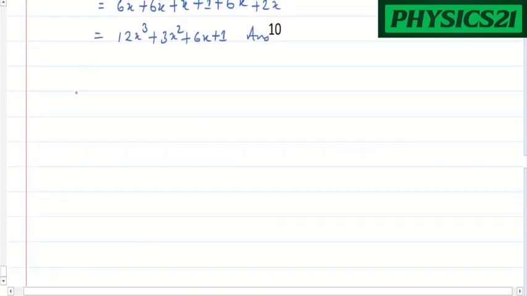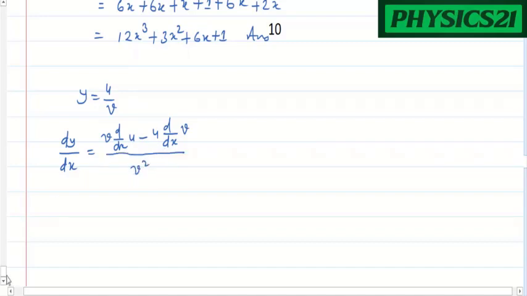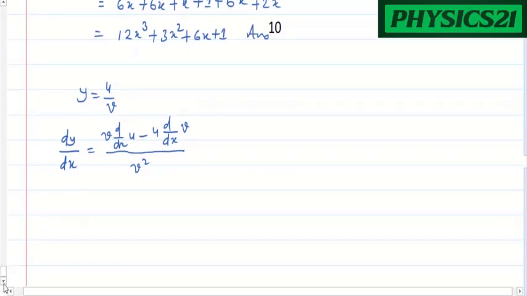Now a problem based on the seventh common rule. The rule is, if y is equal to u divided by v, where u as well as v both are functions of x, then its derivative is written as dy divided by dx equal to denominator multiplied by the derivative of numerator du divided by dx, minus numerator multiplied by the derivative of denominator dv divided by dx, divided by the square of the denominator. We'll discuss some examples to explain this rule.